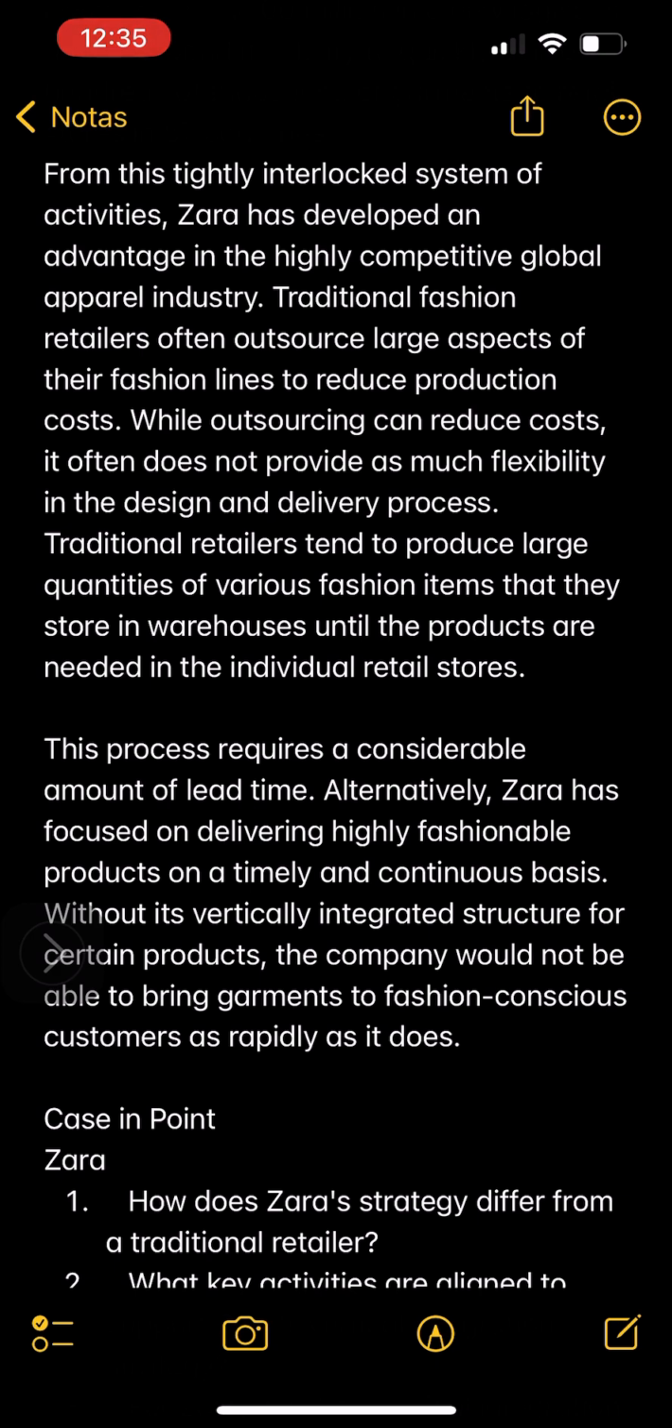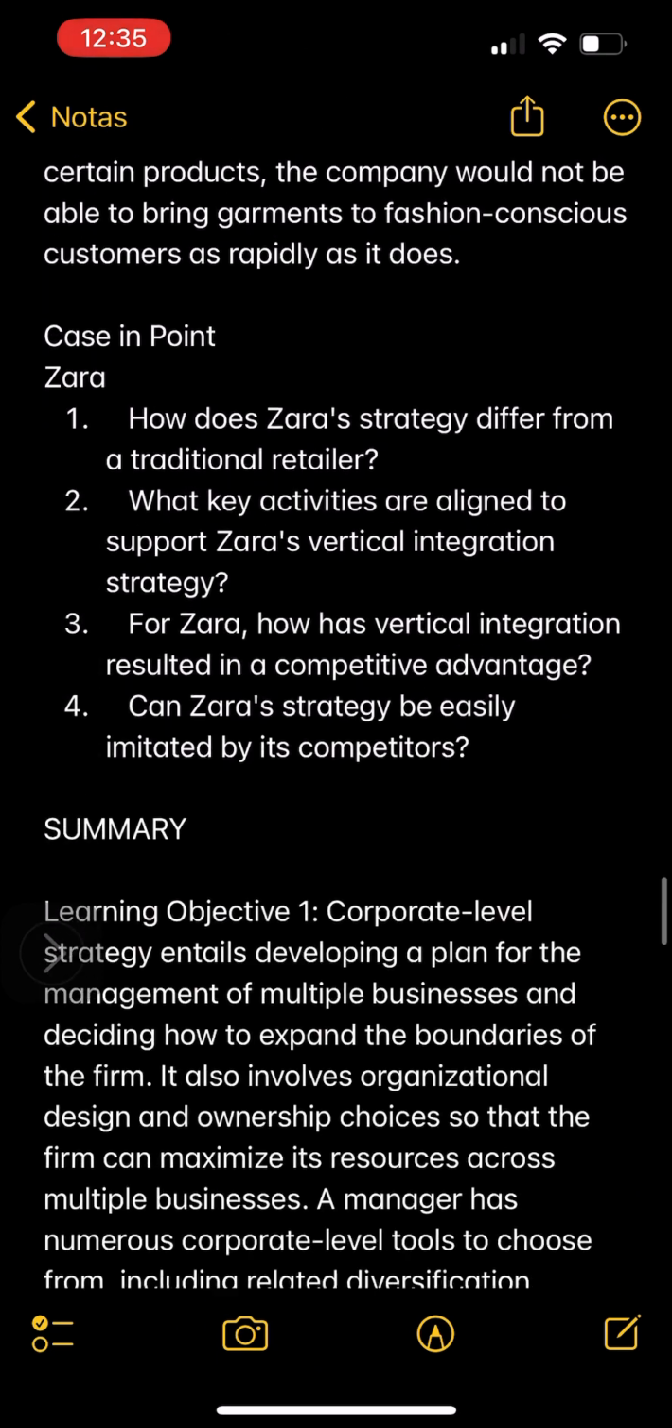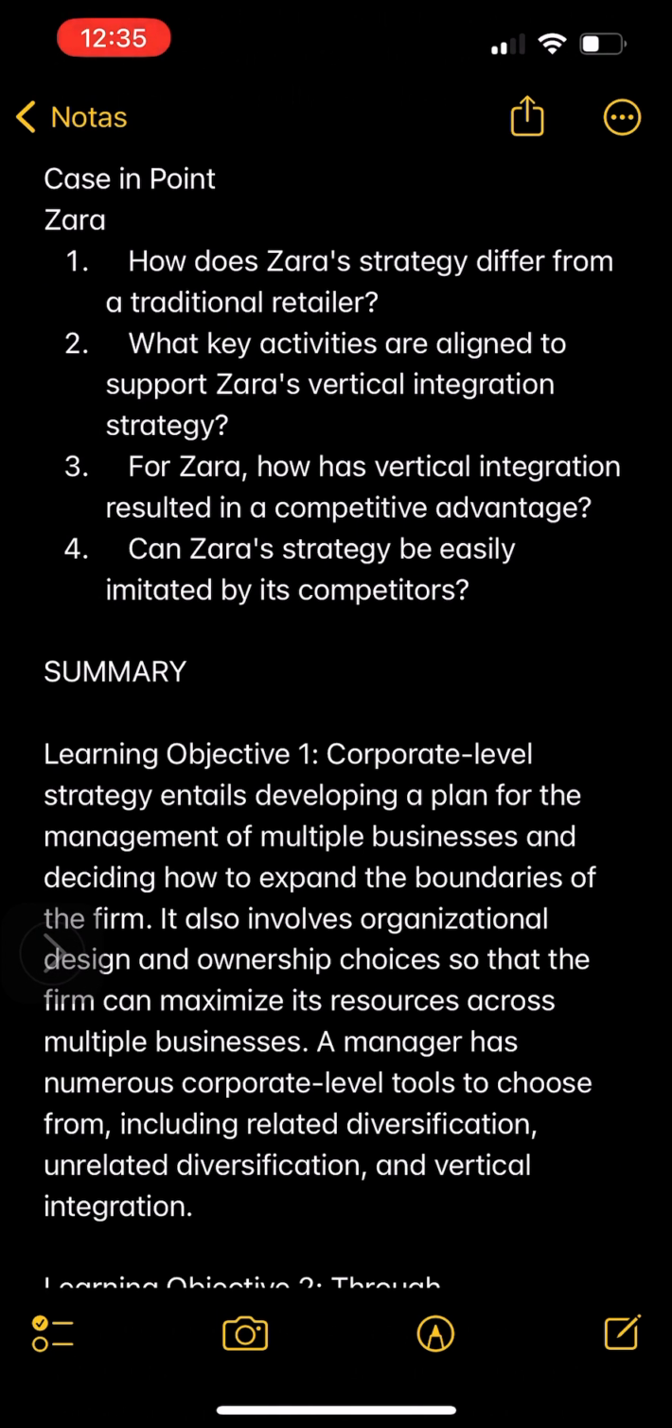Case in point, Zara. How does Zara's strategy differ from a traditional retailer? What key activities are aligned to support Zara's vertical integration strategy? For Zara, how has vertical integration resulted in a competitive advantage? Can Zara's strategy be easily imitated by its competitors?